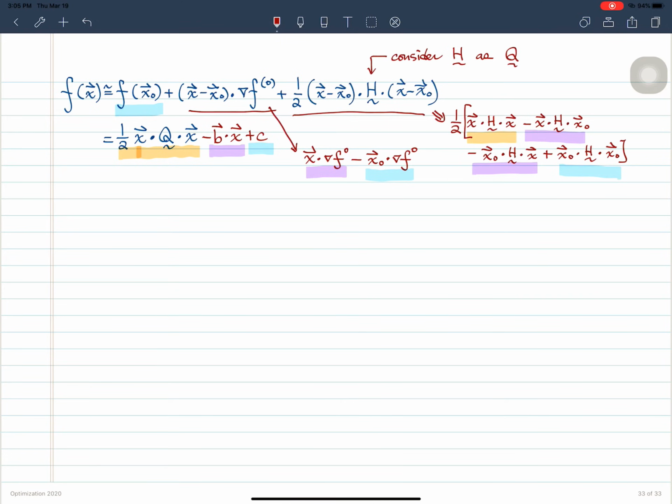And remember, just like Newton's method, what we want is gradient f equals 0. We want this because we can make sure our solution could be found. So when we say we want gradient f to be 0, what does the above equation look like? What you will have in the end actually is Q dot x minus b equals 0, right?